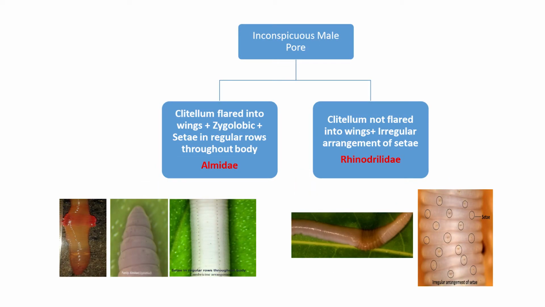The inconspicuous male pore is further divided into two categories. In the first, species having clitellum flared into wings, zygolobic, and setae in regular rows throughout the body, are of family Eudrilidae, while in the next, the clitellum is not flared, with irregular arrangement of setae, that is family Rhinodrilidae. For example, Pontoscolex corethrurus.